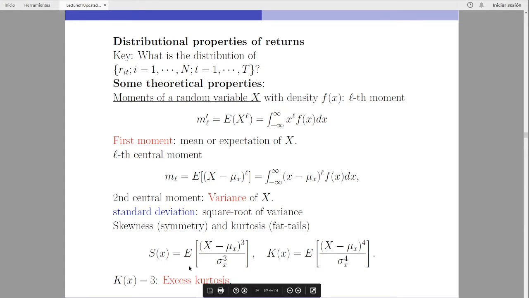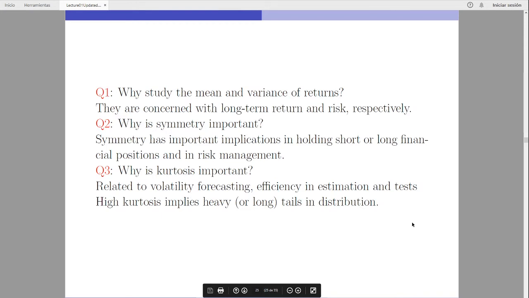Skewness is the expectation of x minus the mean to the power of 3, I mean the third central moment, but here it's divided by sigma cubed, the standard deviation to the power of 3. And kurtosis is the same, but with exponent 4. It's the fourth central moment divided by sigma to the fourth. So whatever it is, to begin with, kurtosis is generally calculated with this coefficient minus 3. That's called excess kurtosis. We will see why.